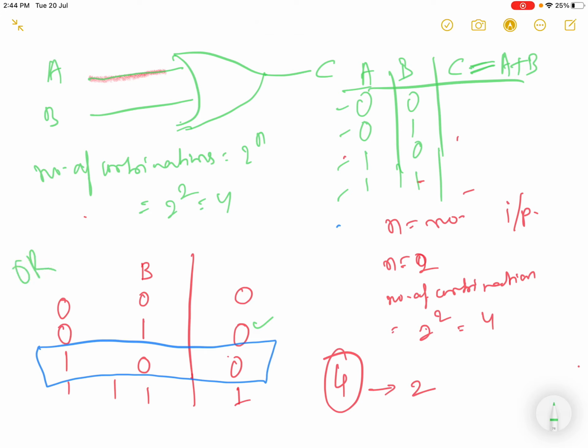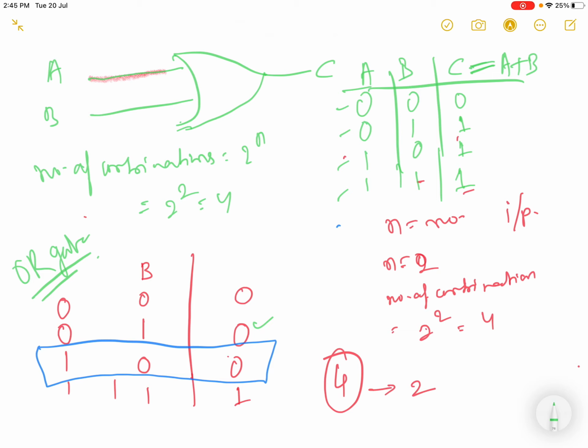This is OR gate. Okay, so just assume firstly that if anything added with 0, result will be itself. If anything added with 1, result will always be 1. So this is the truth table for OR gate.